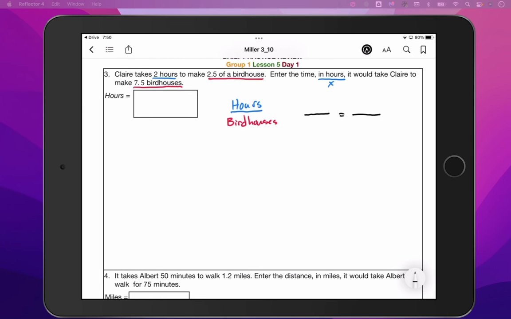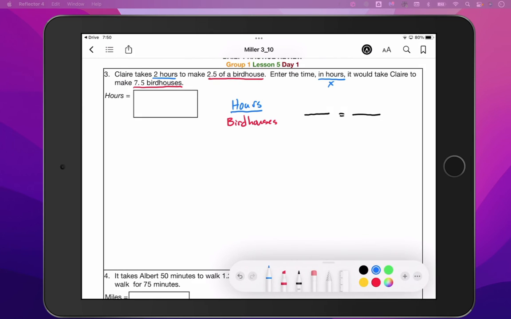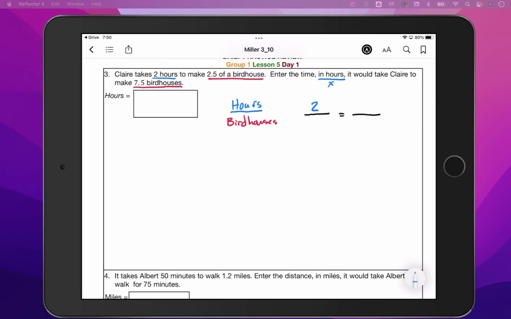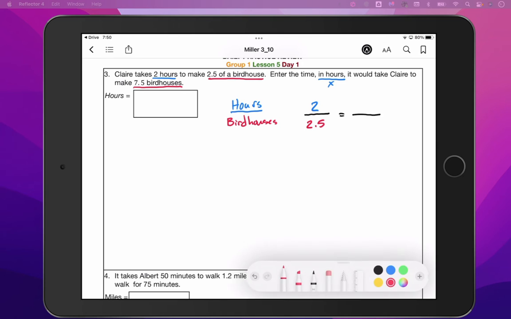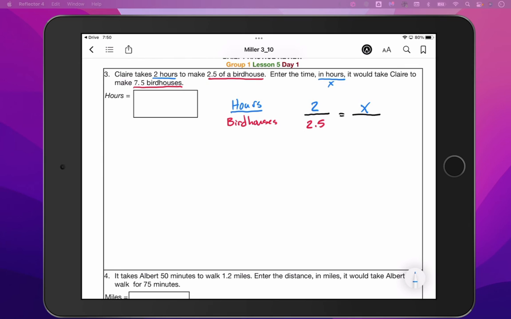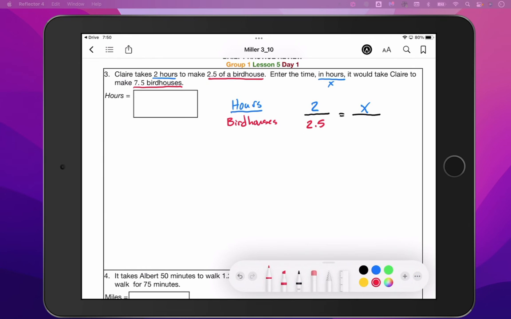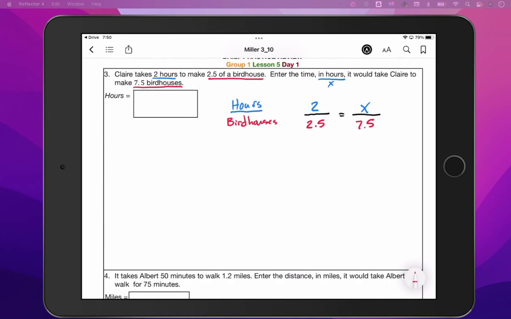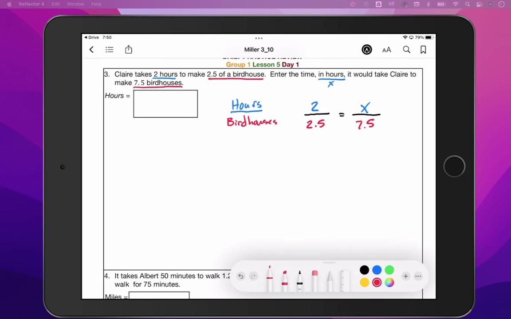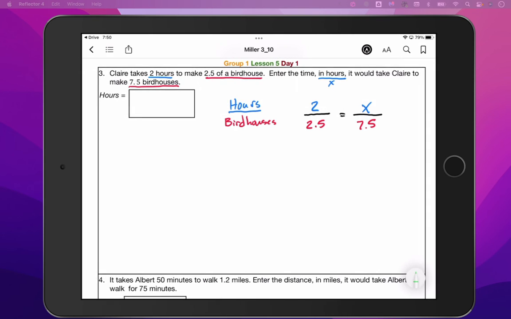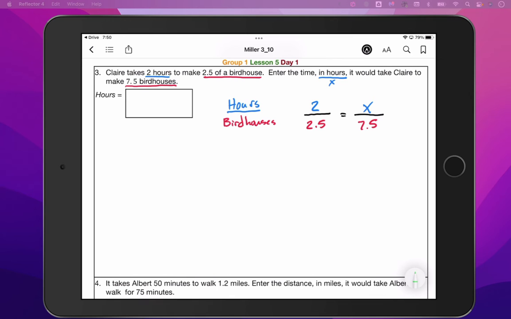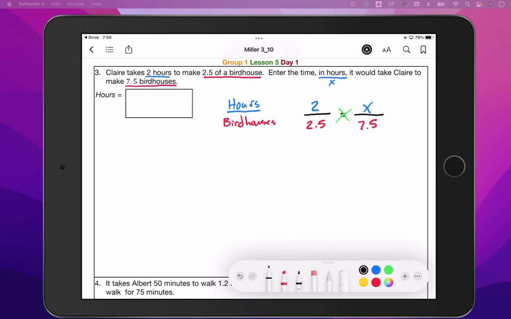And so we've got 2 hours to make 2.5 birdhouses. And we are looking for how many hours? We don't know, so that's our X value, to make 7.5 birdhouses. And so setting up the proportion is really the only place where we could make a mistake here, everyone, because from here forward, it's just very simply cross multiply and divide.